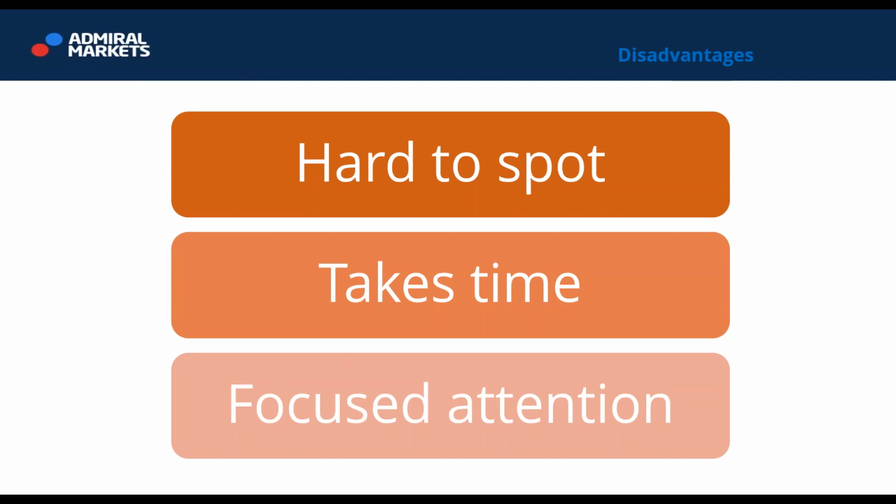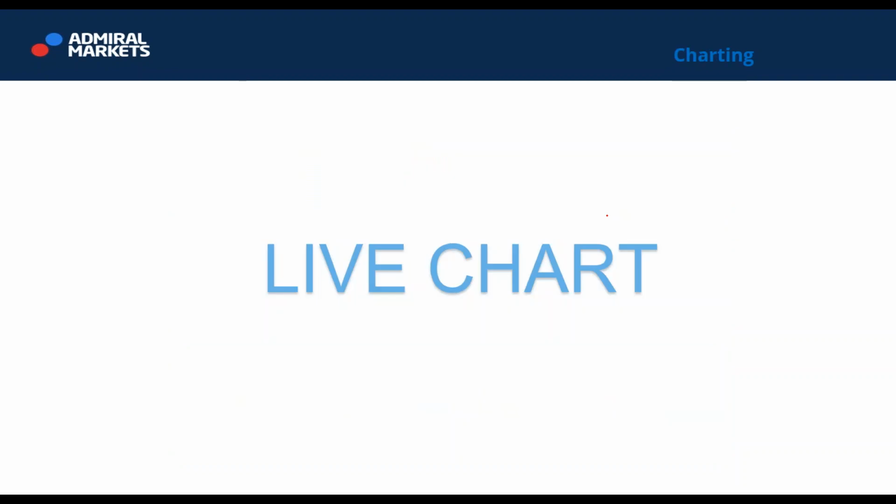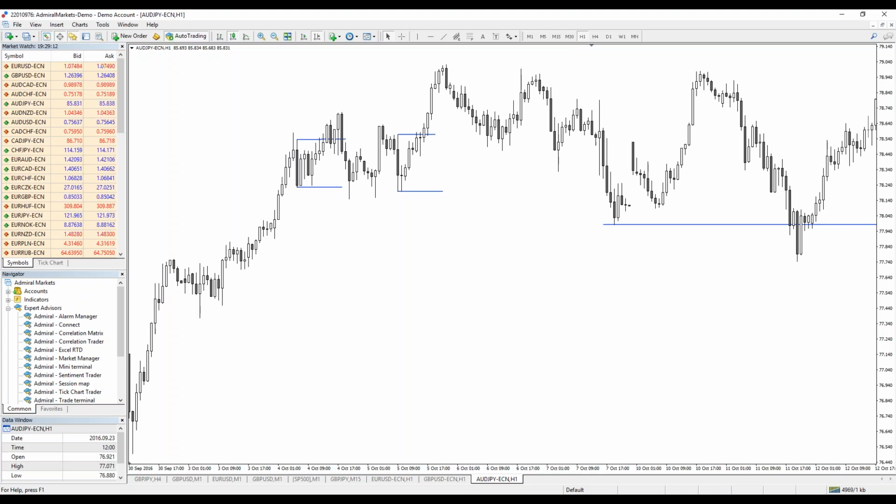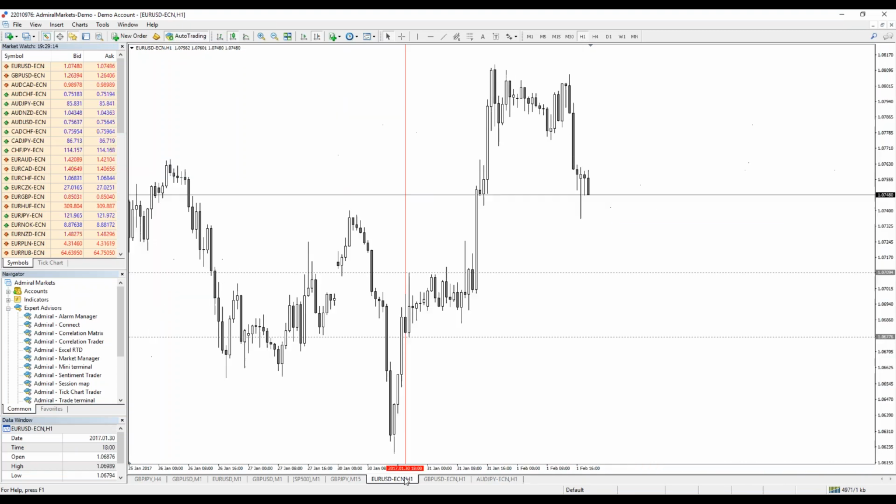But those disadvantages are really not strong. They are not justified when we know that master candle really has more benefits than disadvantages. Now, how does it look on live chart? I prepared some examples, guys, for you to see.